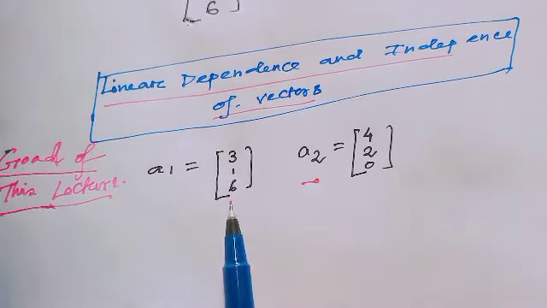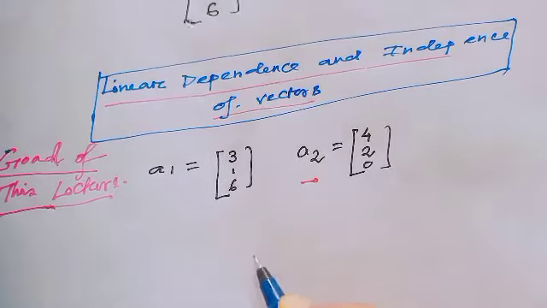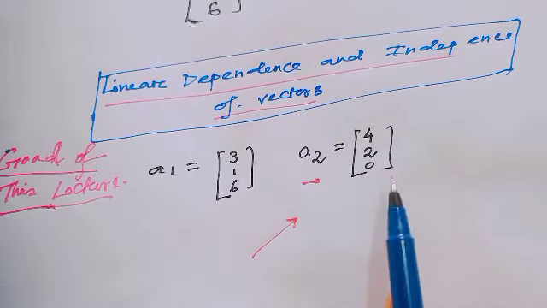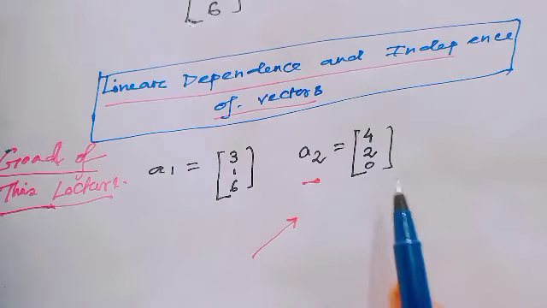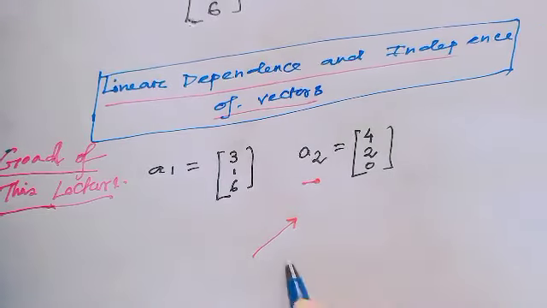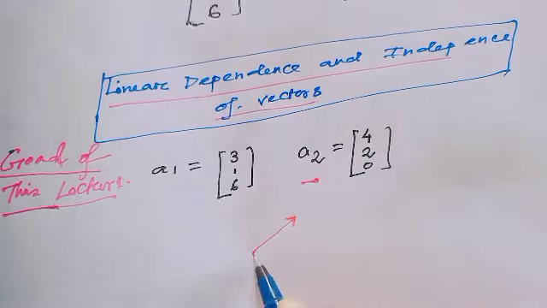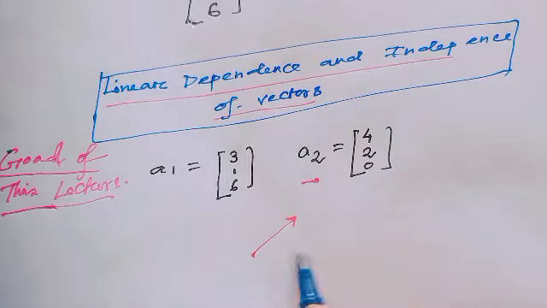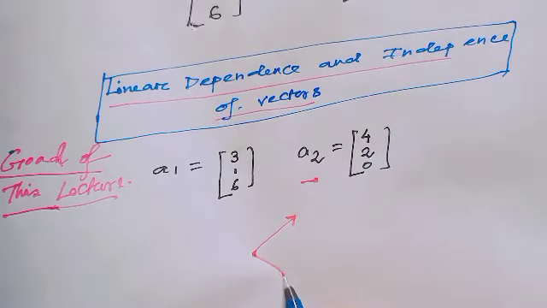Consider two vectors. A1 equal to 3, 1, 6. Consider this is the A1 vector. And A2 equal to 4, 2, 0. Is A2 on the same line? No. This A2 is not dependent on A1. So this is a different vector.